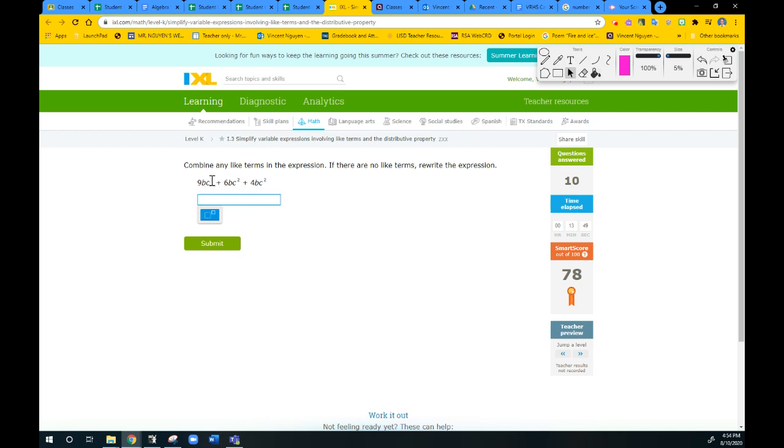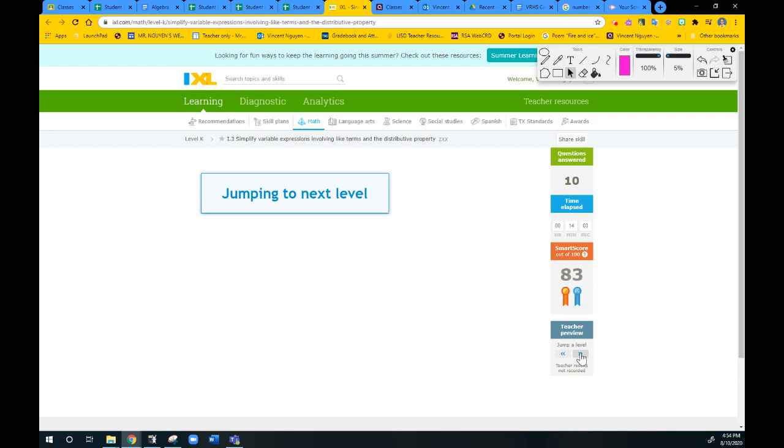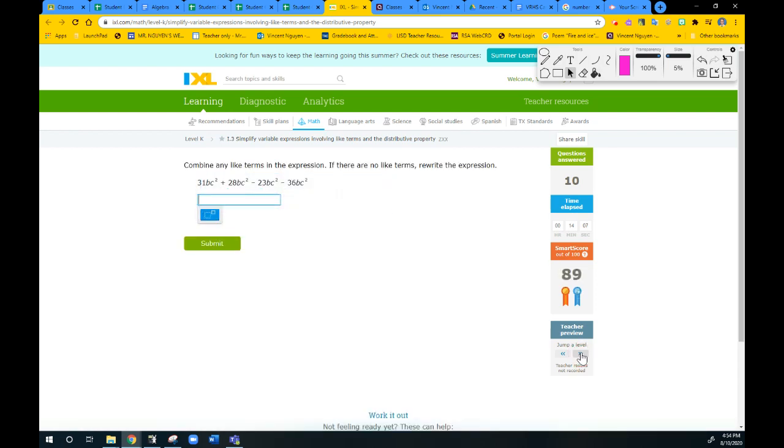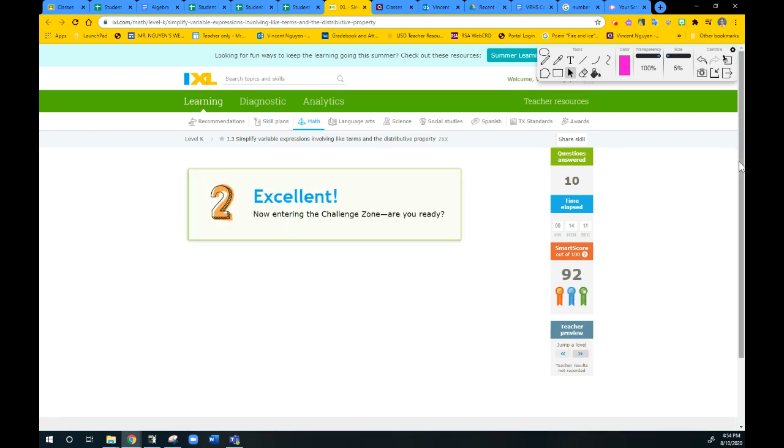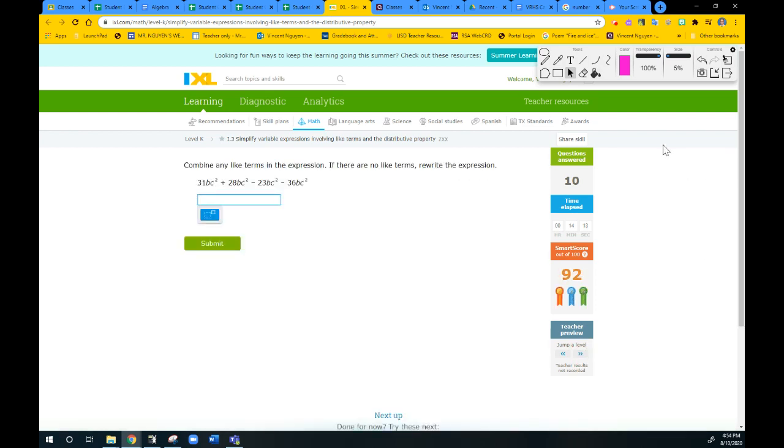Distributive, we have done that before, so let's jump a level. These are all like terms again, bc squared. Now notice, to be like terms, all of your variables have to match, okay? If this doesn't have a b, then it's not like terms with this one, okay? So like terms have to have a matching variable. So move on. Can we jump again? Yes. Can we jump again? Yes, those are all like terms. Let's do a few challenge problems, and then I'll stop and let you try it on your own.